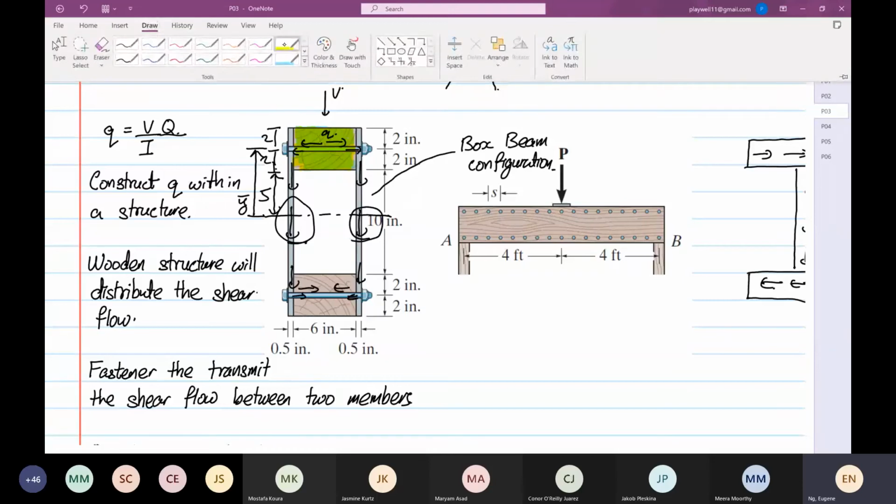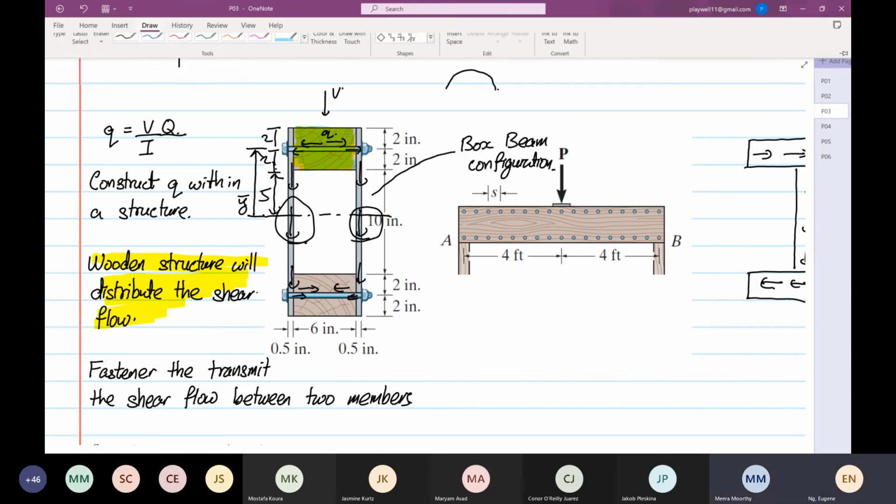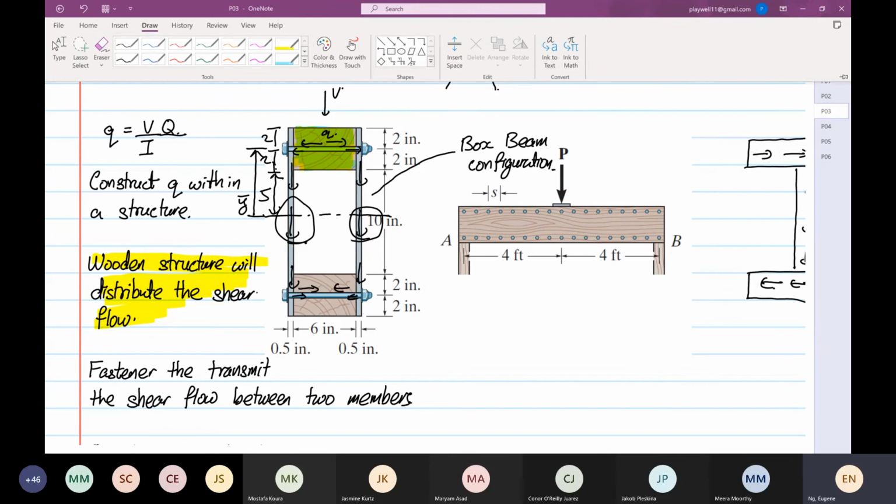Okay, the wooden structure will distribute the shear flow. So it's like transmission, right? It's like fluid flow. Once V is applied, the shear flow will fill up the top web first. Yes or no? It will fill up the top web. And if you look at the nails, they are like pipes. It will transmit the water outwards. You get where I'm coming from?